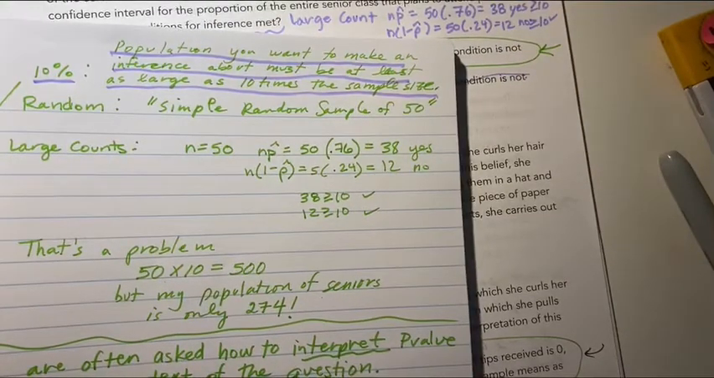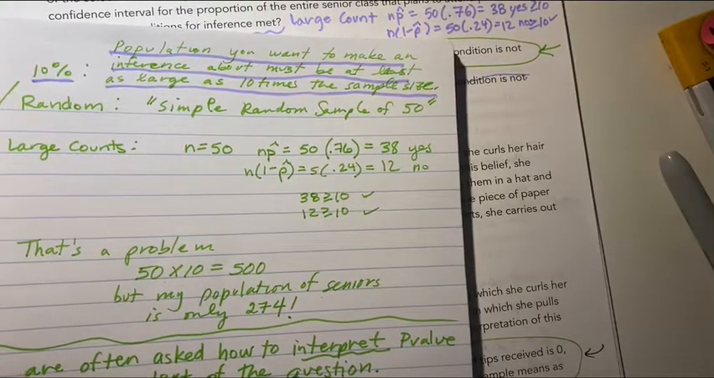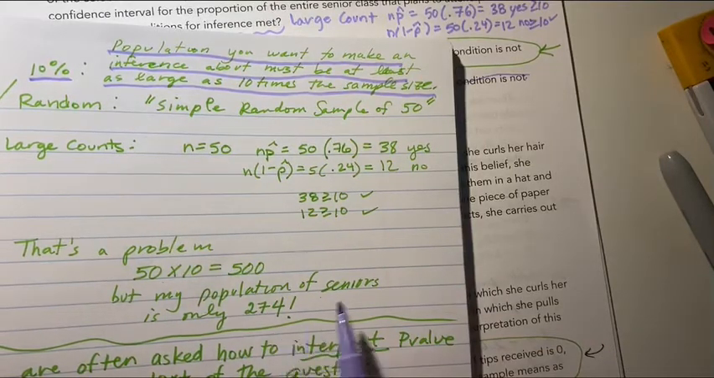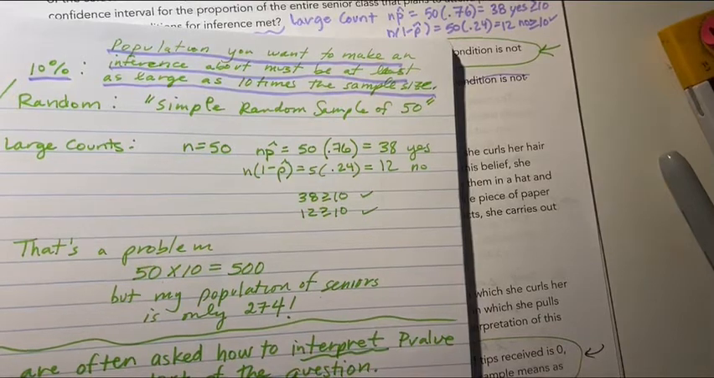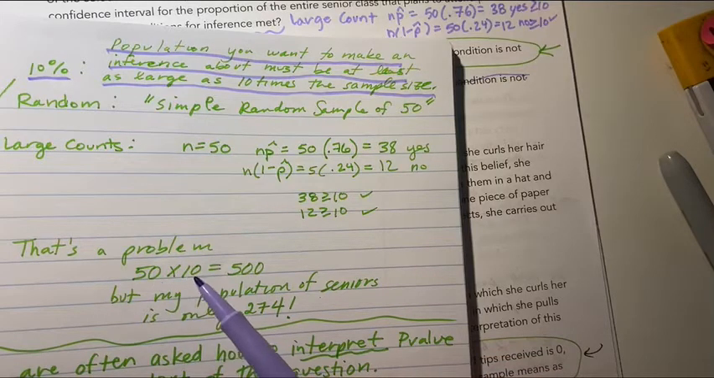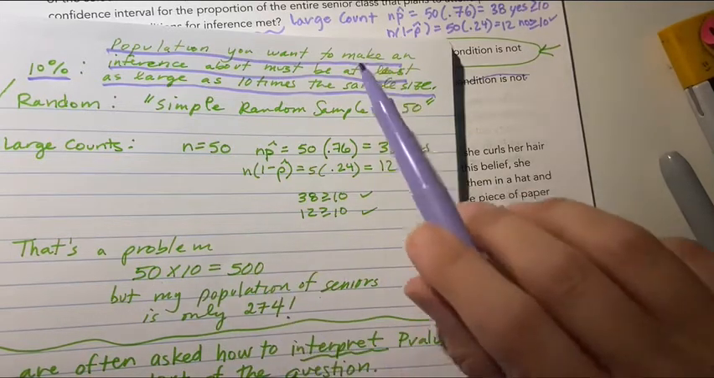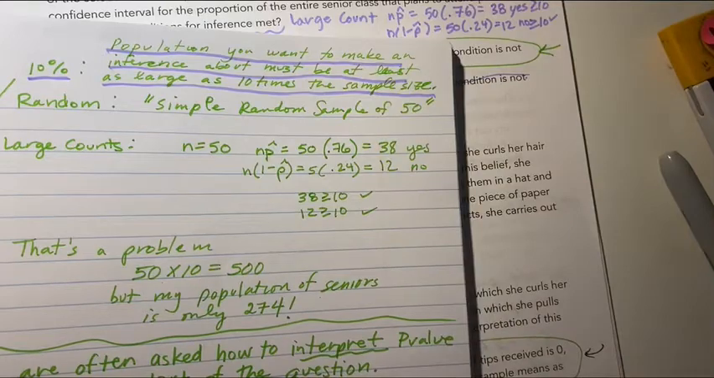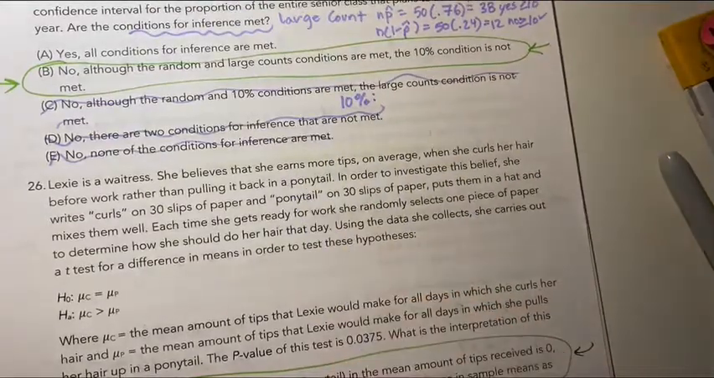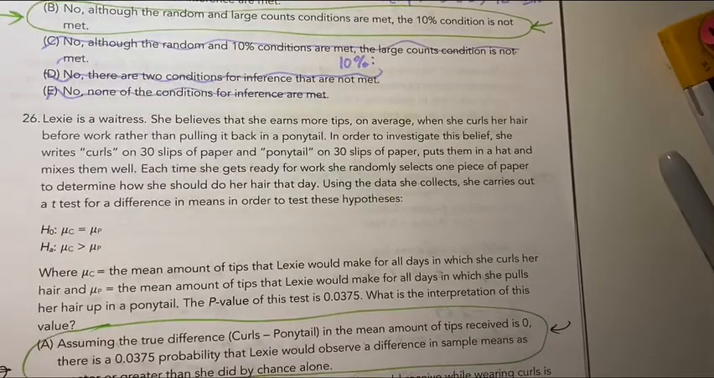That's the 10% condition. So when I look at my population, it's only 274 because that's the people I'm trying to make an inference about. So that is a problem here. If I took 50, my sample size times 10, I get 500, and my population is not at least as large as that. I would guess that's going to come up on your test. I see it coming. Okay, let's take a look at question number 26.